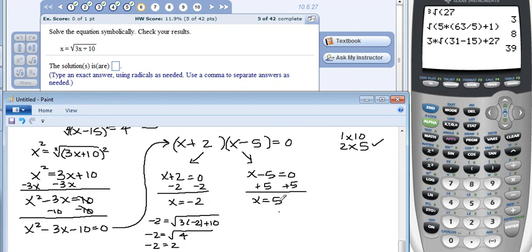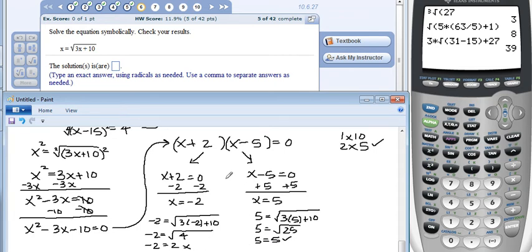Let's try to see if the 5 works. Put it here and here. We have 5 is equal to the square root of 3 times 5 plus 10. We have 3 times 5 is 15 plus 10 is 25. Square root of 25 is 5. So this one checks. This one does not.